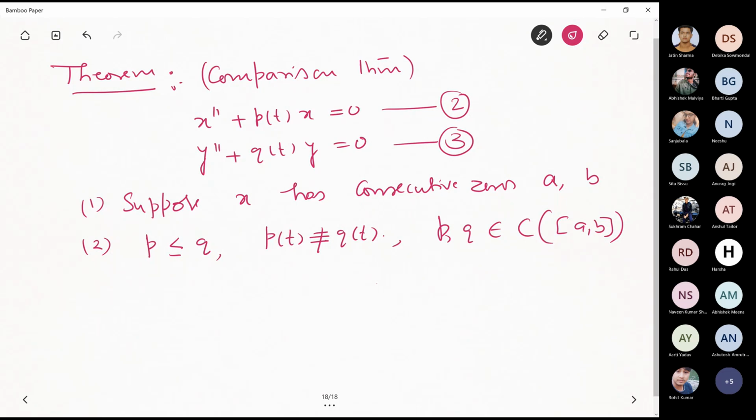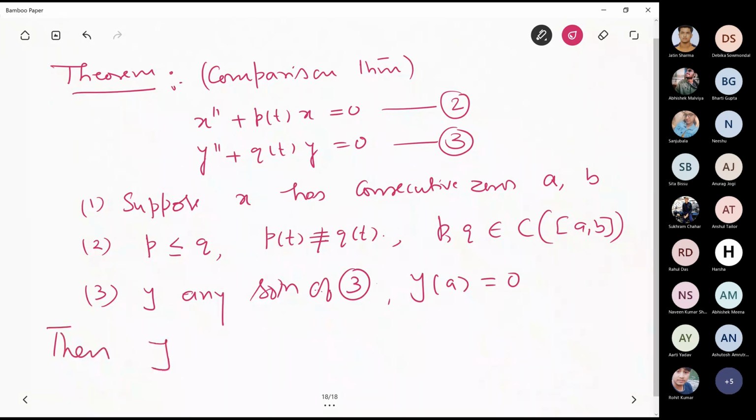Okay, so if, third one, y is any other solution, any solution of 3 is such that y at a is 0, then there exists a point c in the interval AB such that y at c is 0.